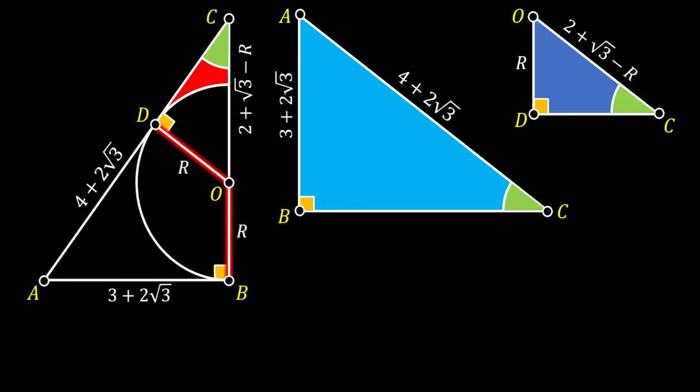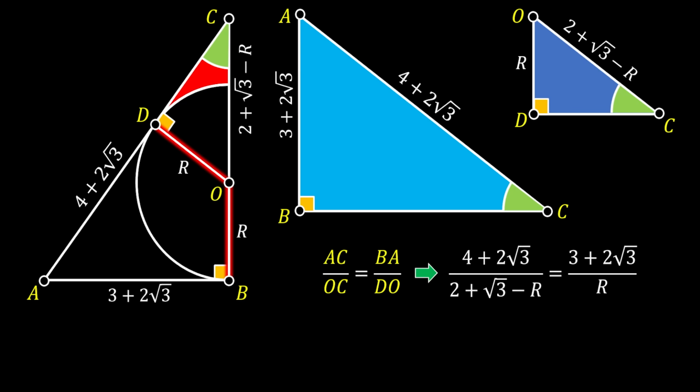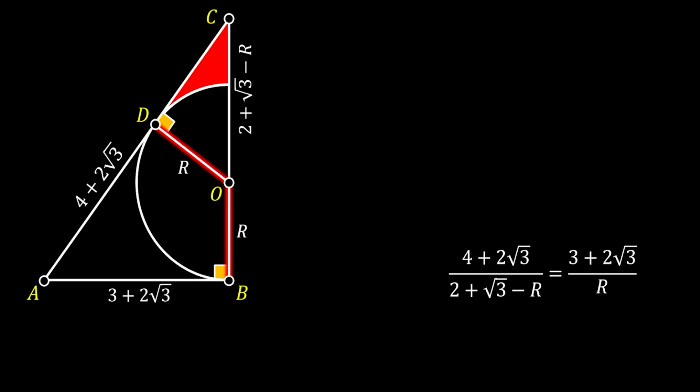So now we can use the height and the hypotenuse of those two triangles. And we can form the rule of similarity, which states that the relation between their hypotenuse must be equal to the relation between their heights. And if we substitute our values, we will get the following equation.